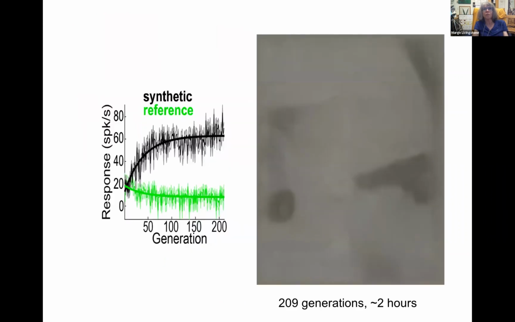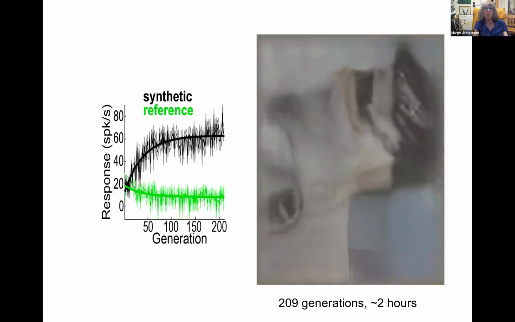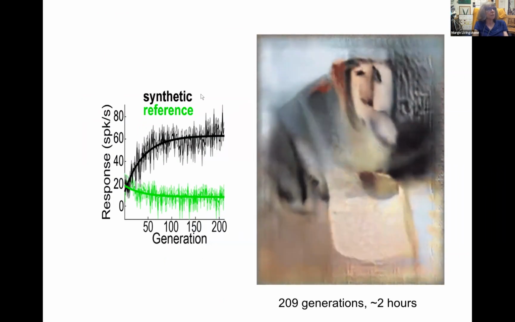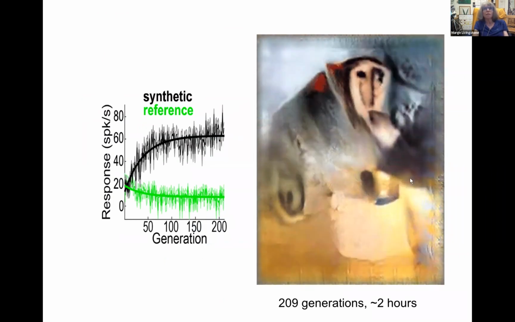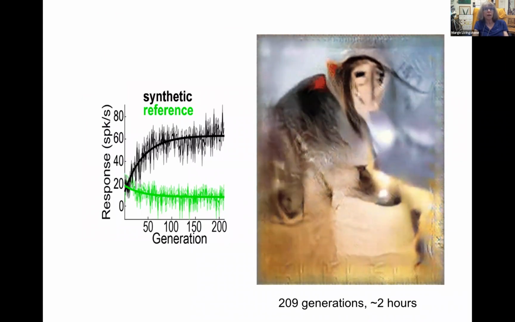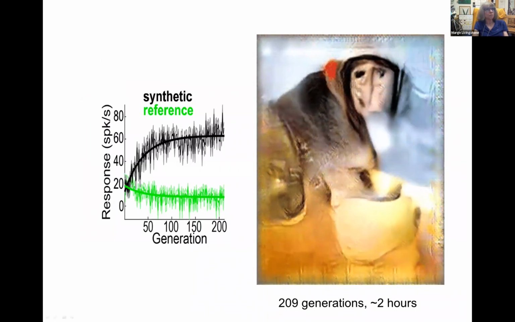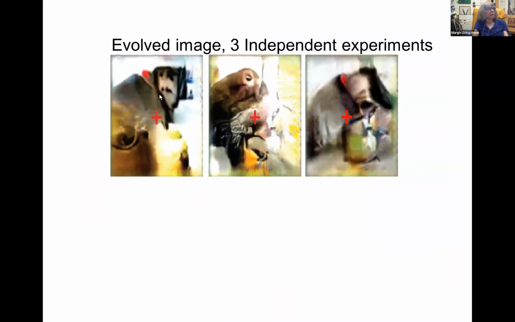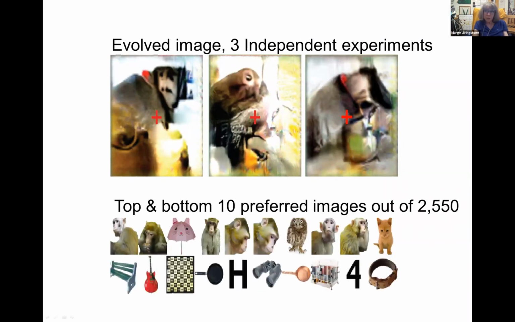So we start with random textures, and then over a few hours, the synthetic images gradually evolve to maximally stimulate this neuron. This neuron on one day evolved this image. And then that's the image it evolved one day, and then the next day and the next day. So 3 independent evolutions for this same neuron with a chronic recording electrode. And its favorite natural images were monkey torsos.